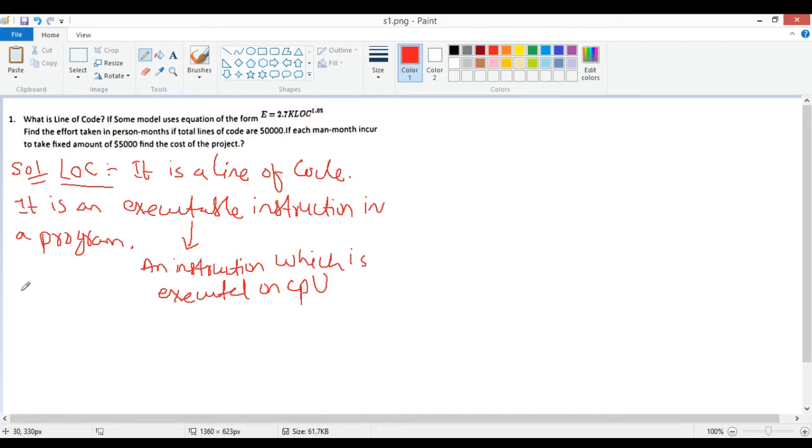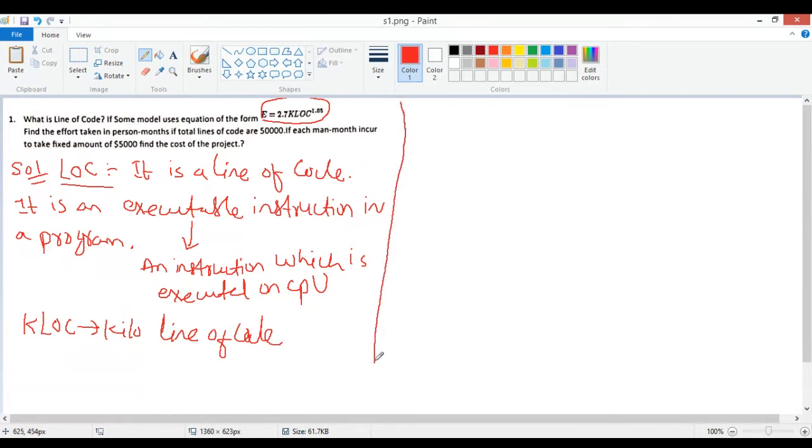Now there is some model given here. Some model uses an equation of the form, this is the equation given: E is equal to 2.7 KLOC. LOC is line of code, KLOC is nothing but kilo lines of code. So the equation is given as E is equal to 2.7 KLOC whole to the power of 1.05.